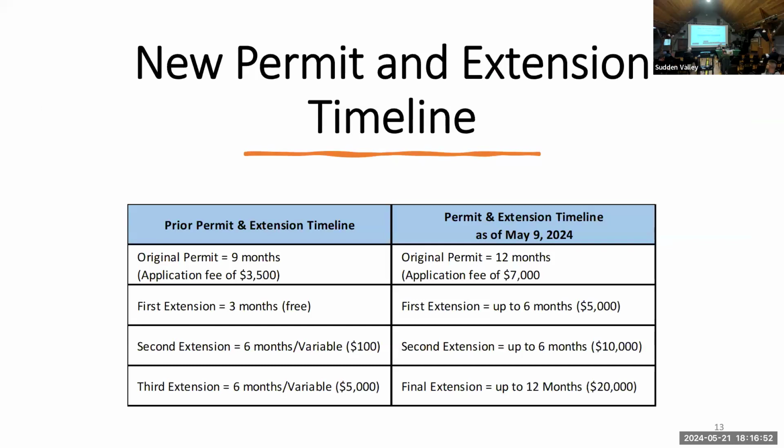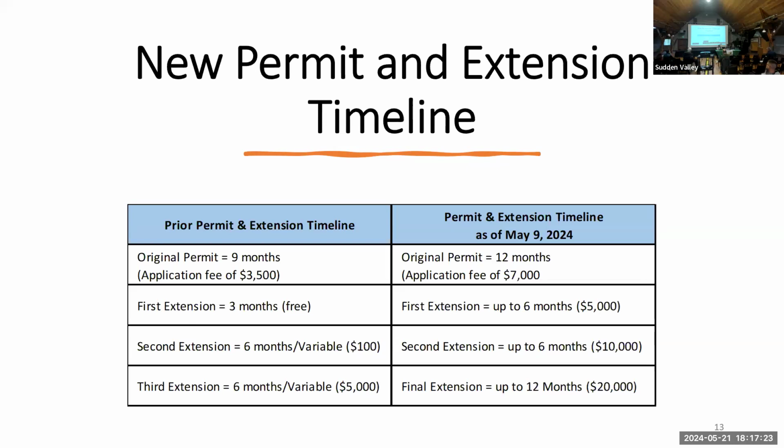This slide shows you what the new permit and extension timeline looks like. I told you earlier in the presentation that there was one change that was approved by the board to be implemented and effective immediately, and this is it. It used to be at Sudden Valley that when you applied for your new construction approval, that came with 9 months of building time.